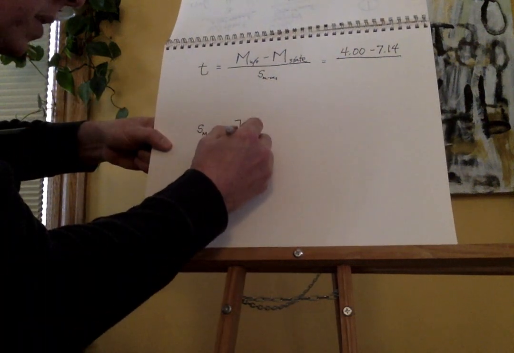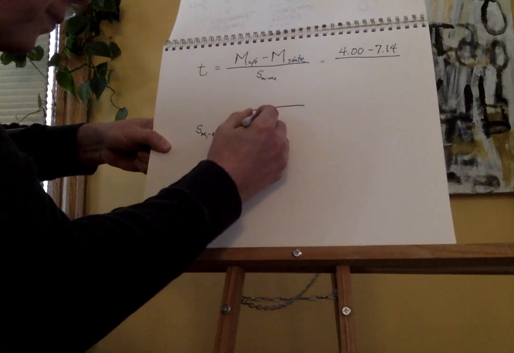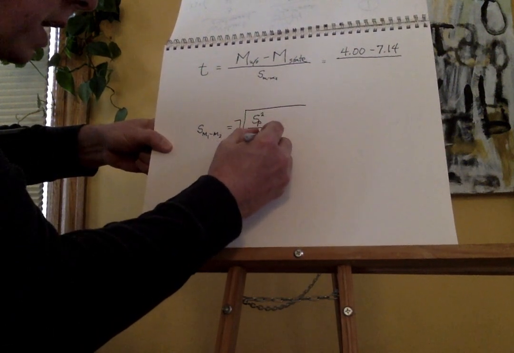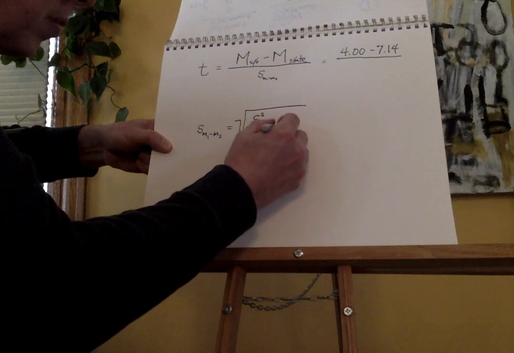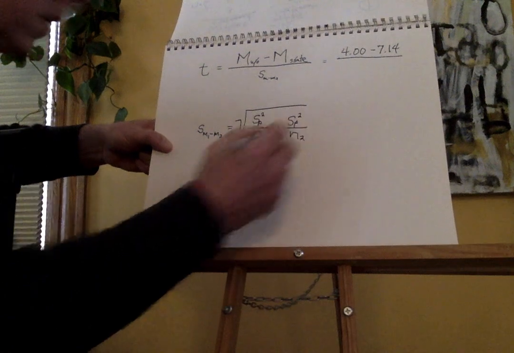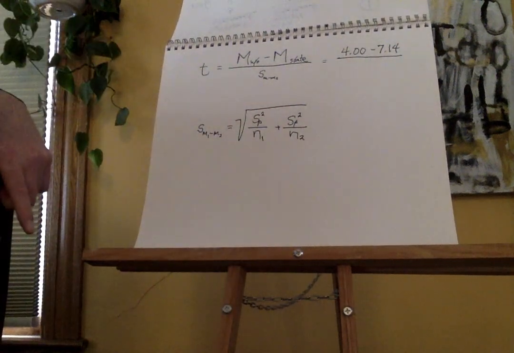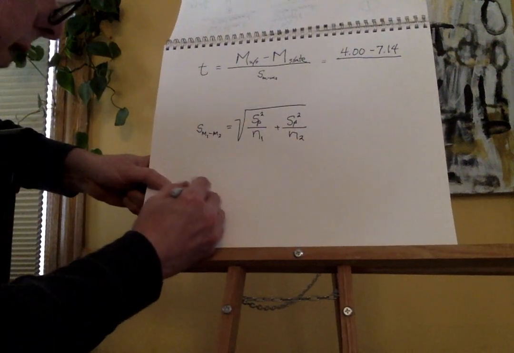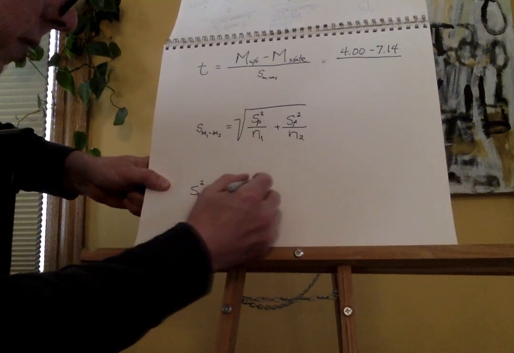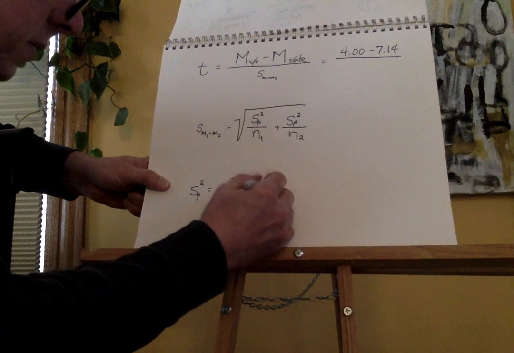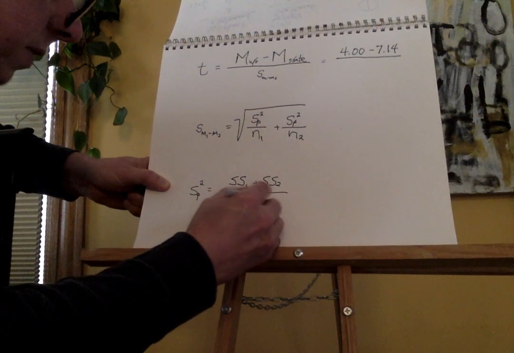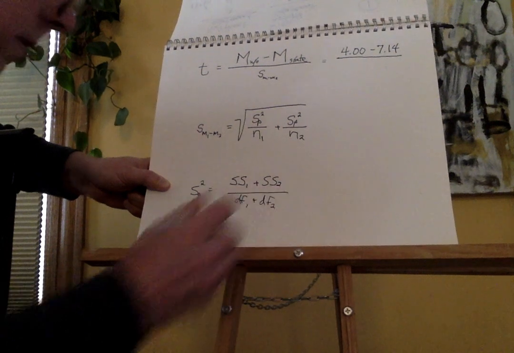You will have the formula. So what is the formula here? Pooled variance over N1 plus pooled variance over N2. Take the square root of it all. Okay. How do we get the pooled variance? Sum of squares for 1 plus sum of squares for 2 divided by degrees of freedom for 1 plus degrees of freedom for 2. Okay?